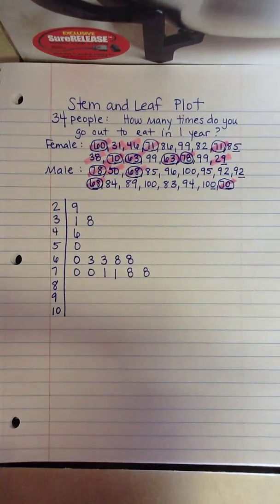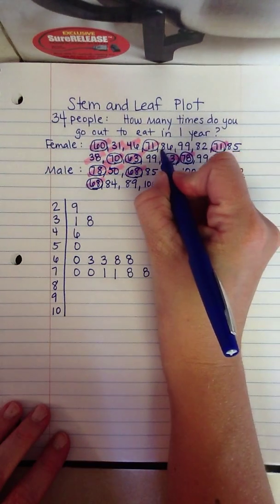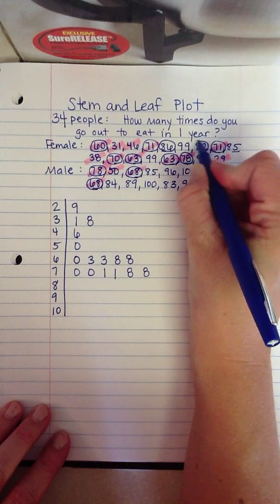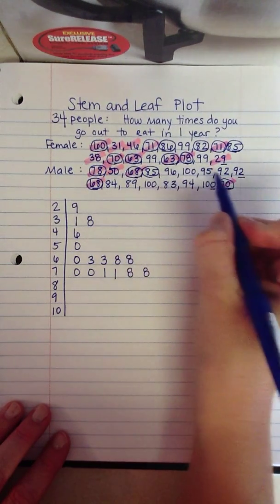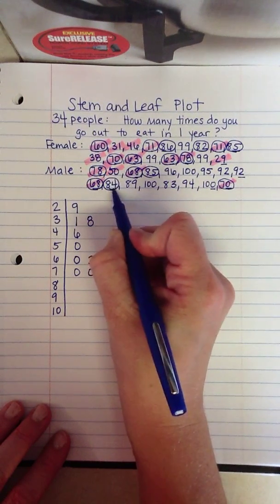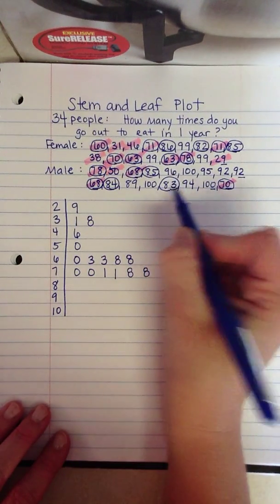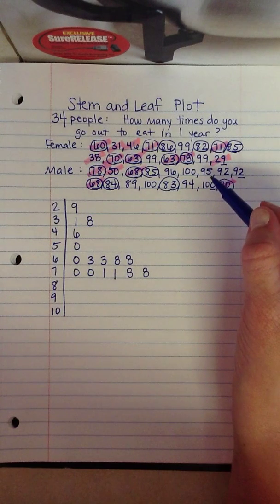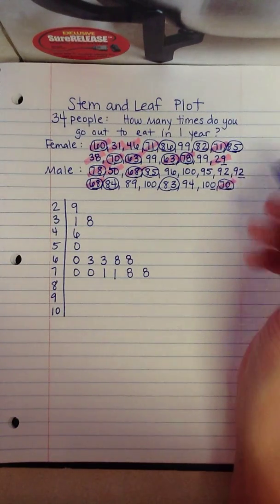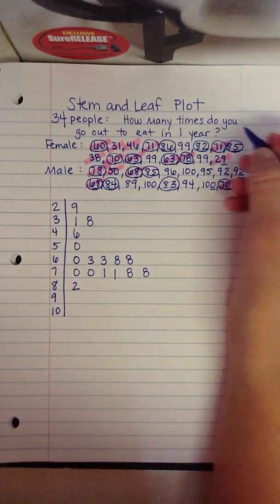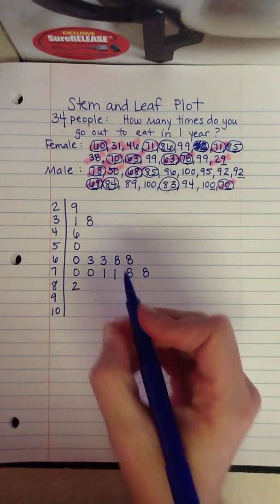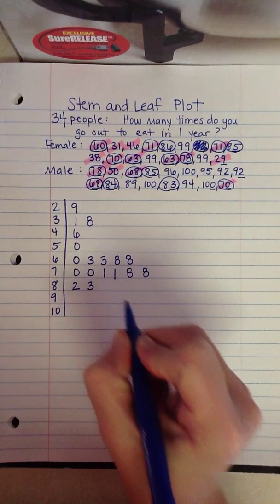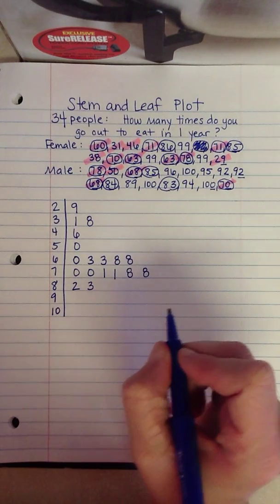Next, I'm going to look at my 80s digits. I have an 86, 82, 85, 85, 84, and 83. So out of the 80s, it looks like my 82 will come first. And then I think 83. Then 84.